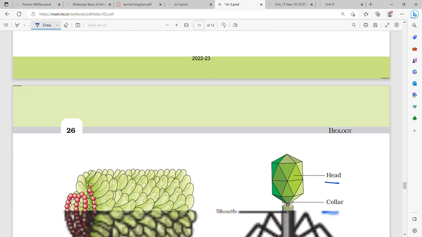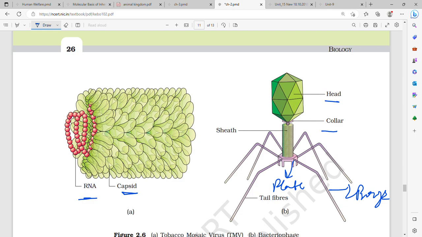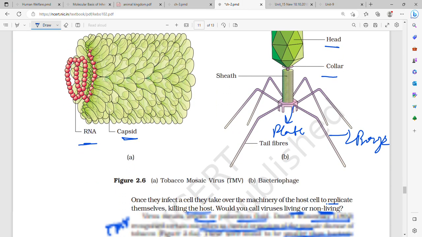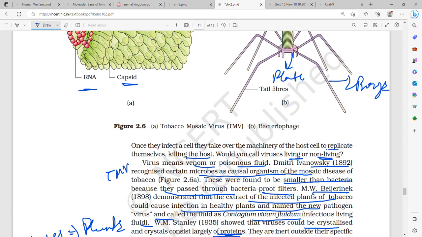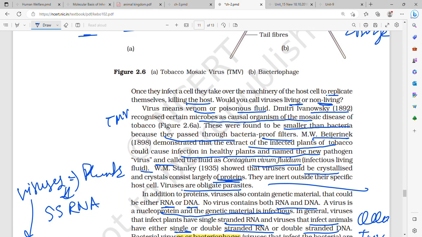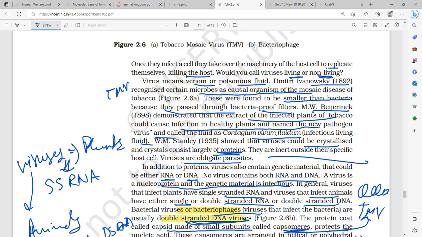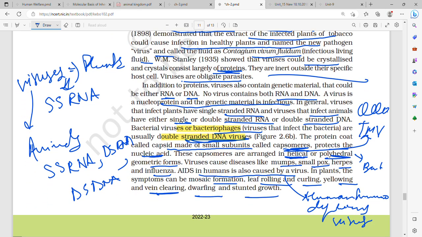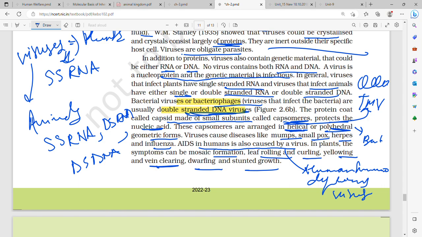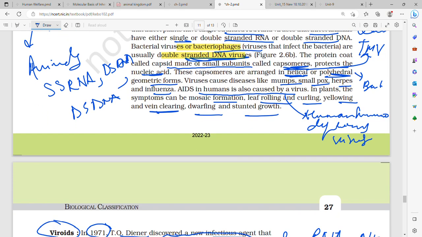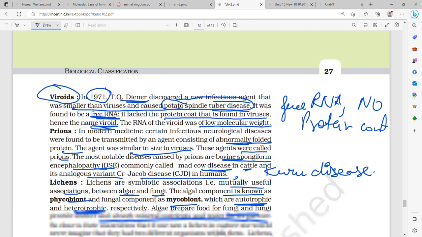Then viruses: tobacco mosaic virus is an example. Then bacteriophage is an example. Then rhinovirus, retrovirus, HIV/AIDS, they are all examples. Yellow mosaic virus. In plants, single-stranded RNA causes diseases. In animals, single-stranded RNA, double-stranded RNA, and double-stranded DNA, all of them cause diseases.